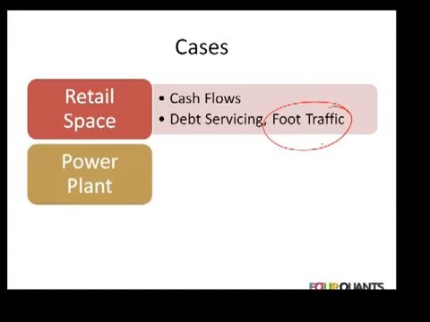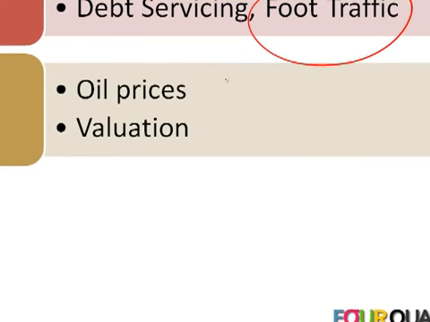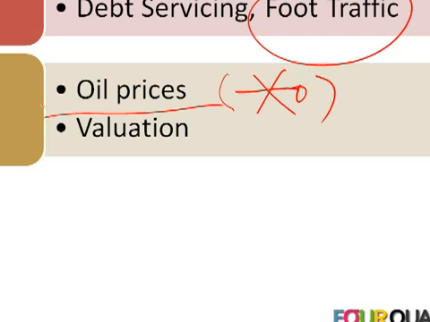In the power plant model, the primary driver that we're looking at is oil prices and the impact of oil prices on valuation. Now this assumes that you may have a model where changes in prices are passed on to consumers, and you have a model where changes in prices are not passed on to the consumer. In both cases, the impact on the valuation of the power plant is quite significant.